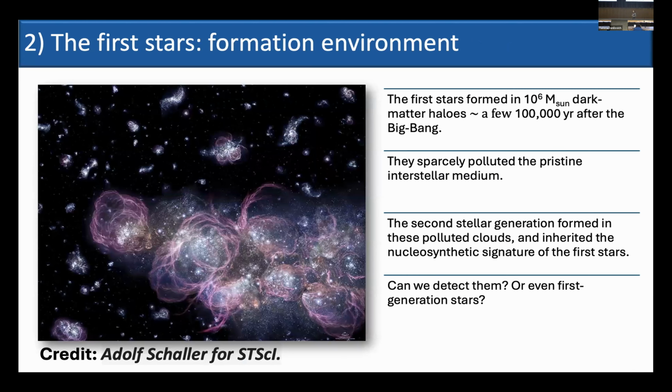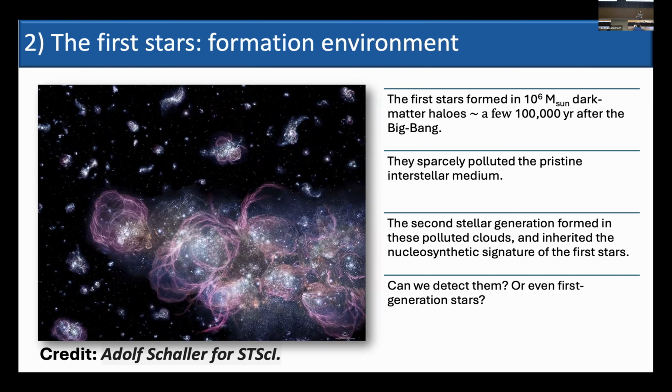So it's probably the descendant, it's one of the first generations of stars. It's probably the descendant of the real first stars, or perhaps the granddaughter of the real first stars. These first stars form in dark matter mini halos of about 1 million solar masses, and just a few hundred thousand years after the Big Bang. They sparsely polluted the interstellar medium, and after them, the second star generation was born, and of course it kept the nucleosynthetic signature of these first stars.